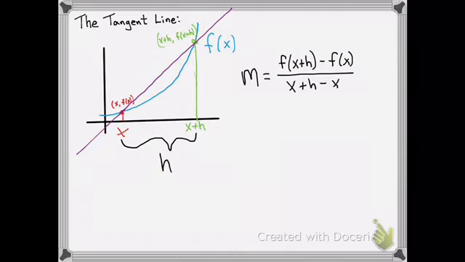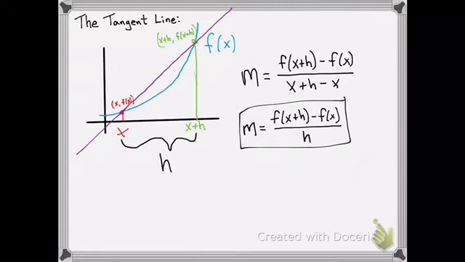Now, if we clean this thing up, we end up with a slope equation of f of x plus h minus f of x all over just h, because the x's cancel. This has a very, very special name. We call this the difference quotient. It's just a way to do slope. The difference quotient.